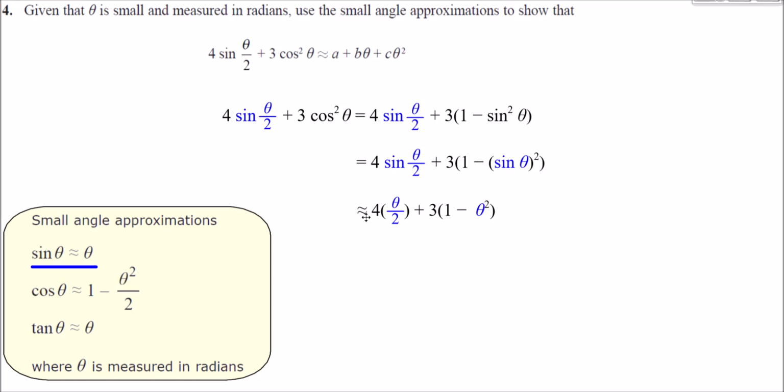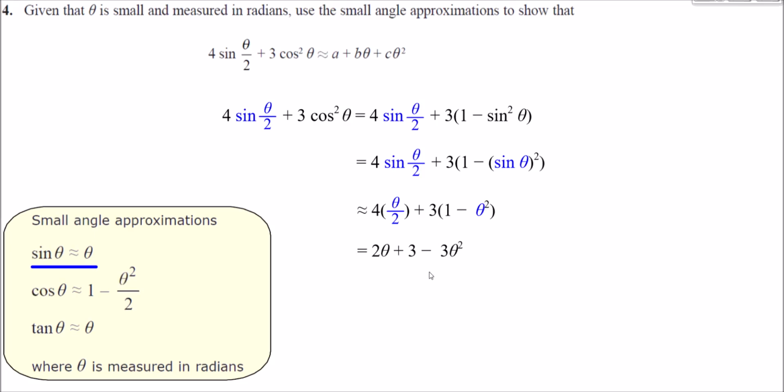It's now you can use the approximately equal to's, because it's at this point here we can say that sine theta over 2 approximates to theta over 2, thinking of theta over 2 as a different version of theta. Call theta over 2 equals x if you like. So sine of an x becomes an x. This one here, again because theta is small, sine theta goes towards theta, and so sine theta squared tends towards theta squared. If you now expand this out, 4 lots of half theta becomes 2 theta, 3 times 1 becomes 3, and 3 times minus theta squared, of course, is just minus 3 theta squared.